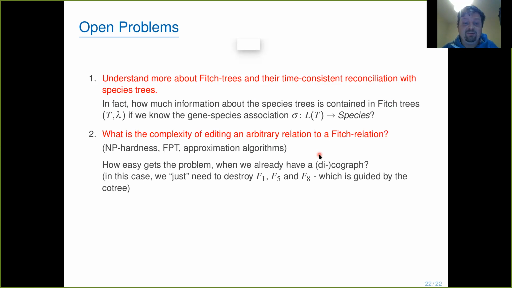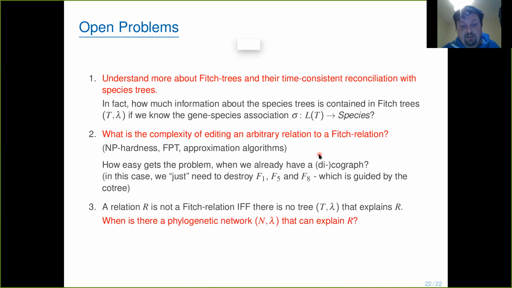The question is also how easy the problem gets when we already have a Dico graph. Is it easier to just remove F1, F5, F8 forbidden subgraphs from a given Dico graph? Does the problem get easier then? I don't know at the moment. And of course, one can generalize this. Maybe we do not ask for a tree, but if it cannot be explained by a tree, is there a 0, 1, non-transfer, transfer edge labeled network that can explain it? Maybe this is of interest as well. And of course, inference, inference, and inference. This is one of the big building grounds that we need to understand: how to infer these relations in a nice way.